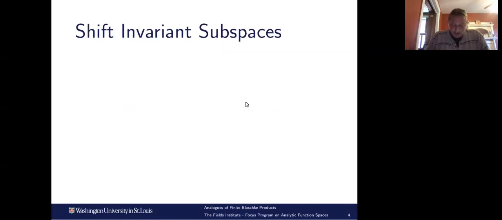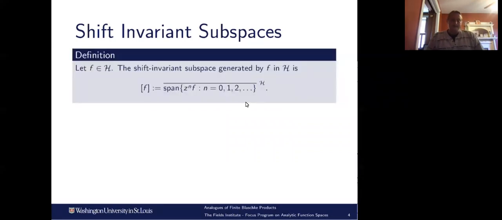Now I want to move to shift invariant subspaces. If we have any function f in our Hilbert space H, since the shift is bounded, what we can consider is a subspace of this form. This will be the shift invariant subspace generated by f. Really, all it is is the polynomial multiples of f closed up in the norm topology on H.